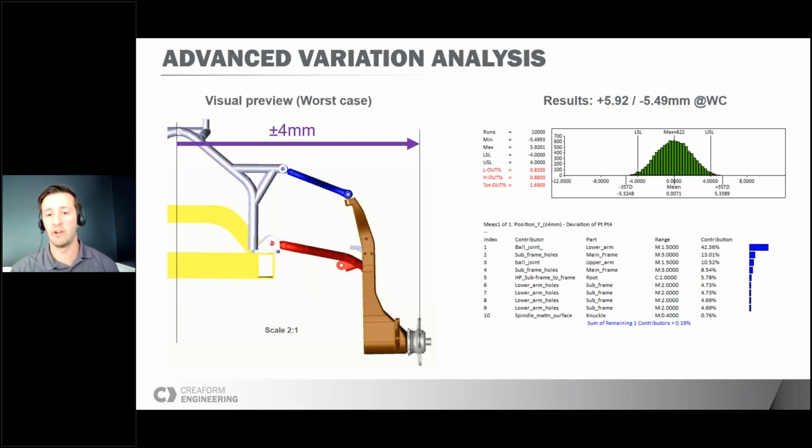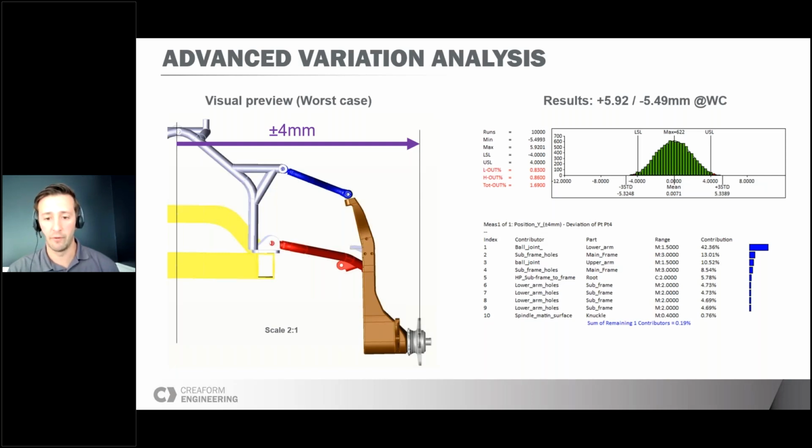So this is where the number of simulations is really important, and this is why you get this nice bell curve because of this random manner of the software. So you get your min and max out of 10,000 runs, and at the bottom you also get your list of contributors or critical tolerances.